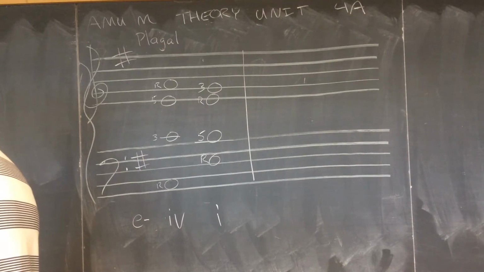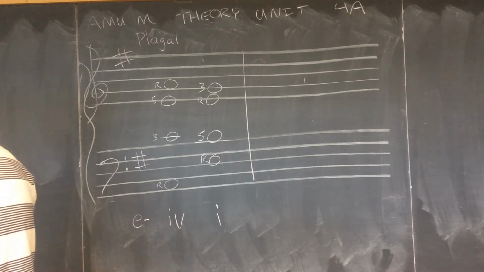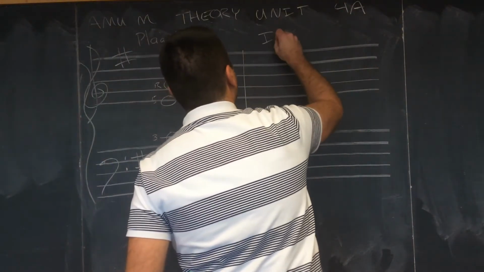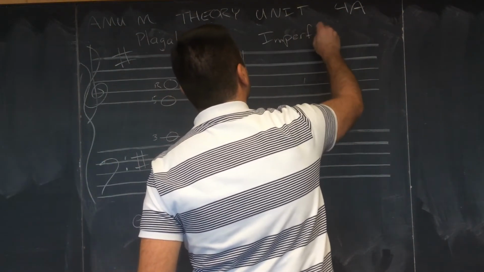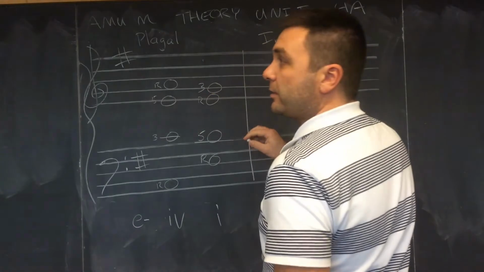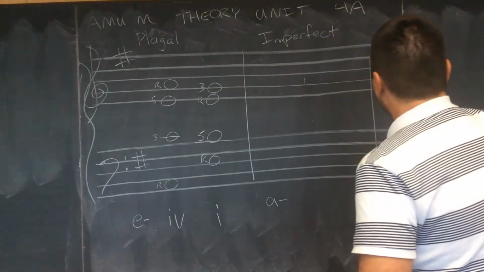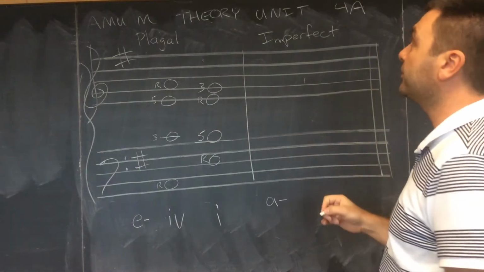Let's see if we can do another minor key. Yeah, let's do maybe an imperfect cadence. So we'll do the example in your guide, and we'll do it in the key of A minor. Keep things even simpler. I'm not going to worry about a key signature. Oh, there's our music.